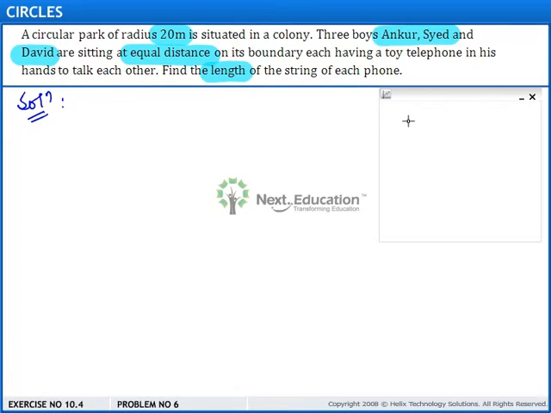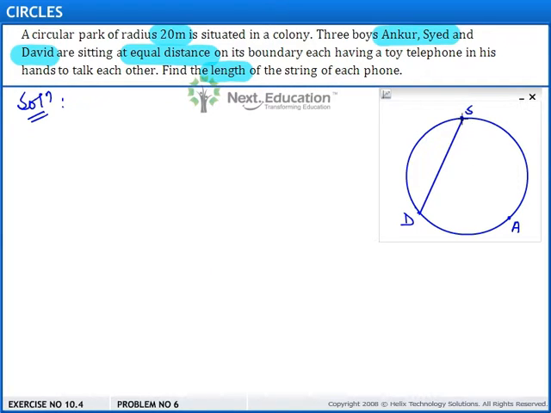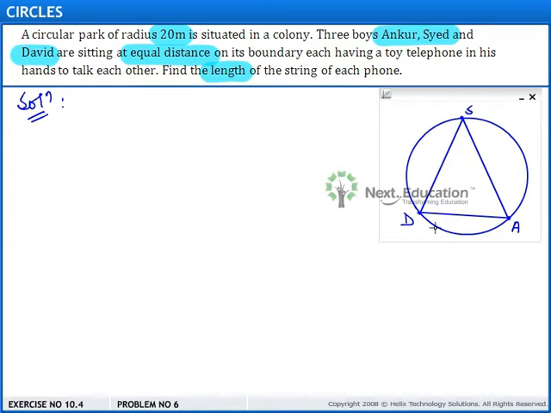Let this be the circle on which the three boys, Ankur, Syed and David, are sitting. Let the position of Ankur be denoted by A, Syed by S and David by D. Each boy is having a toy telephone in his hand and the telephones are attached with strings. We have to find the length of each string, that is, we have to find SD, DA or AS.